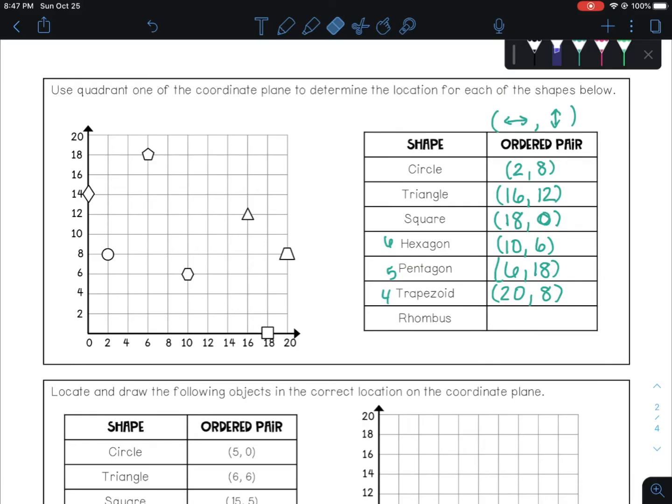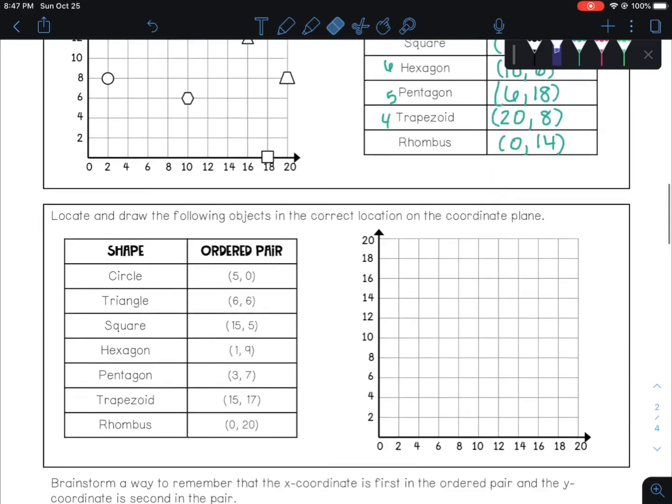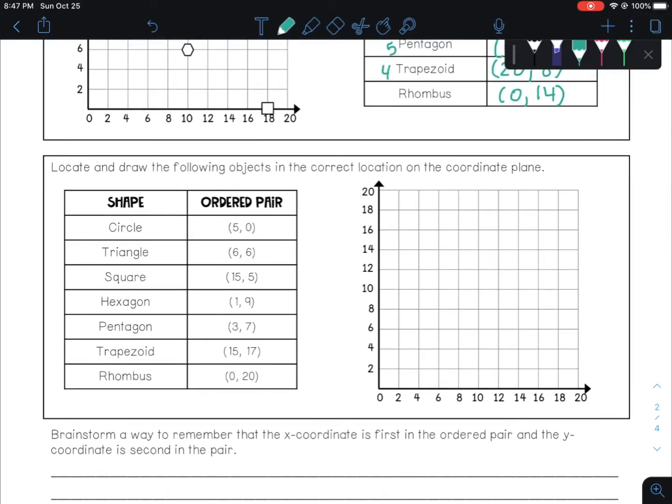And lastly, the rhombus. A rhombus just looks like a diamond. So the diamond is just straight up. It doesn't go left or right at all. So we have to put a 0 for the x value. And then it's straight up to the 14 for the y value. So always left, right, then up, down. All right.